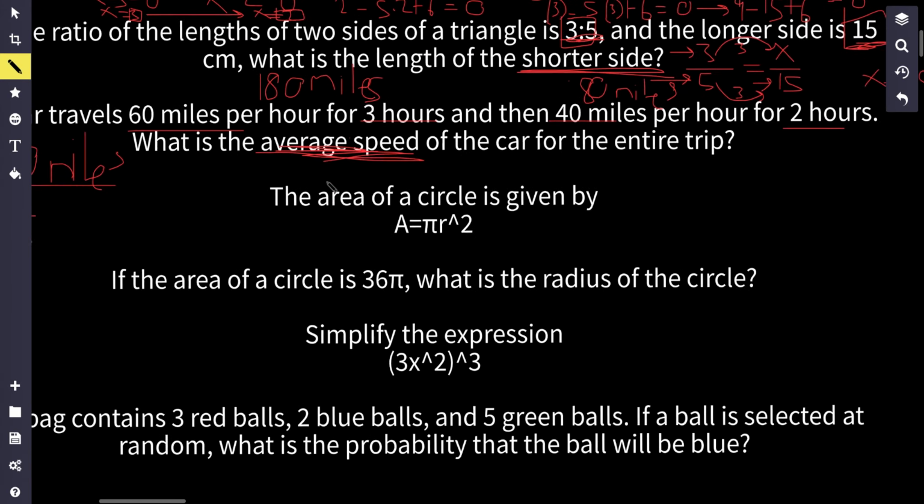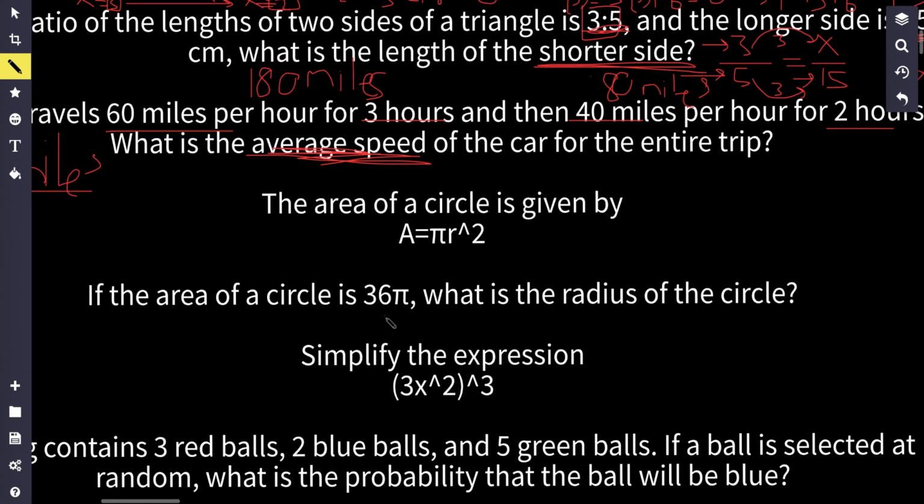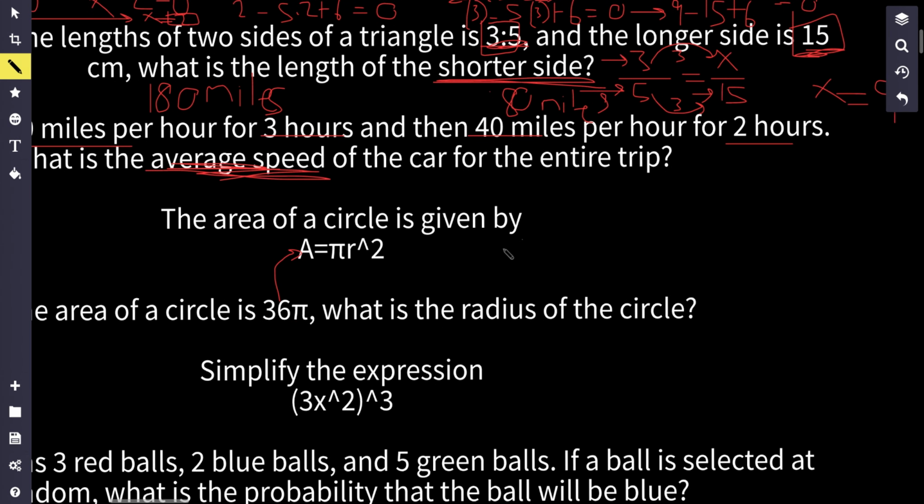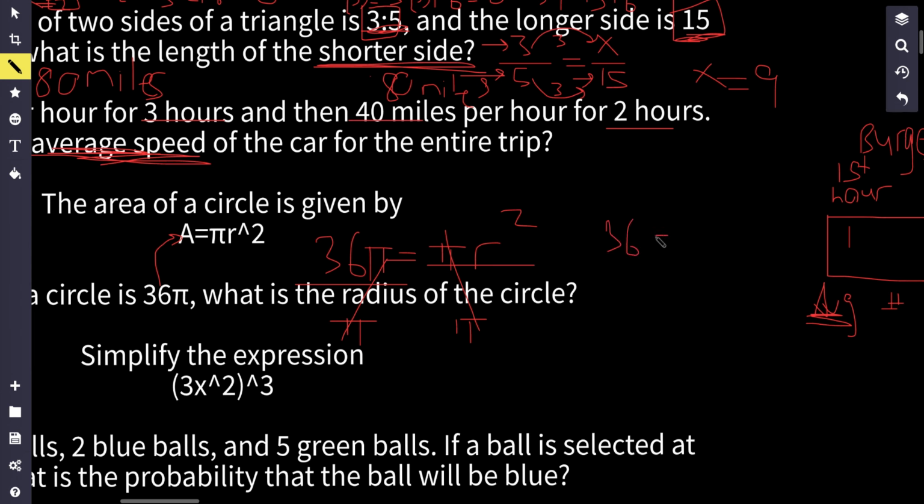The area of a circle is given by pi r squared. If the area of the circle is 36 pi, what's the radius of the circle? Just substitute this into the equation. If we know that the area is 36 pi, and we know that the area is equal to pi r squared, we'll just solve for r. We're going to divide both sides by pi. So the pi's cancel out, and we get 36 is equal to r squared. Square root both sides.